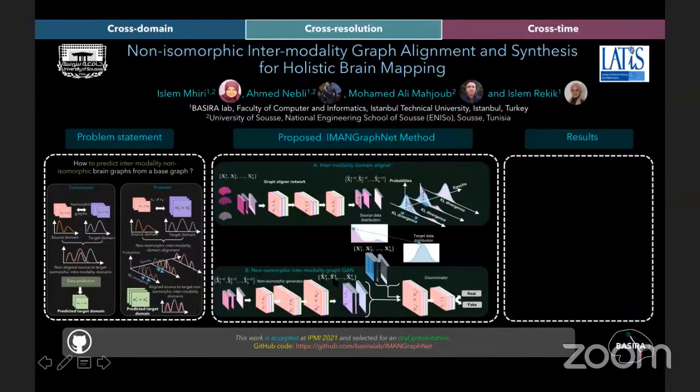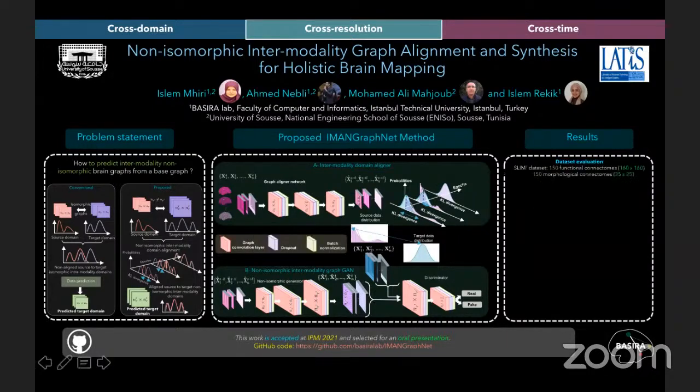And basically the output of this simple generator network is the graphs of resolution NR prime by NR prime, which are the predicted ones, X1 target hat. Okay, so first thing, align the distribution. Second, do the prediction. So these are two steps that we adopted in this IMAN GraphNet. And for our results, I'm going to show you quickly what we have done.